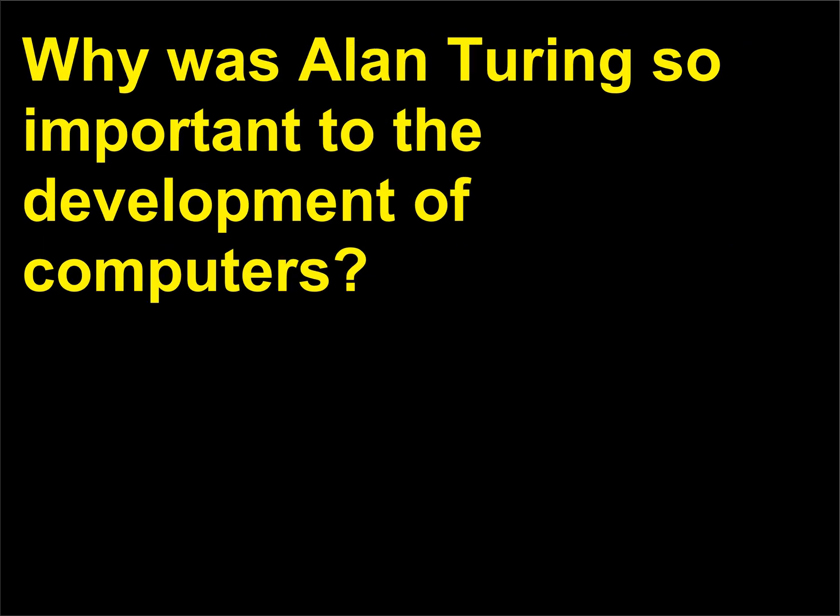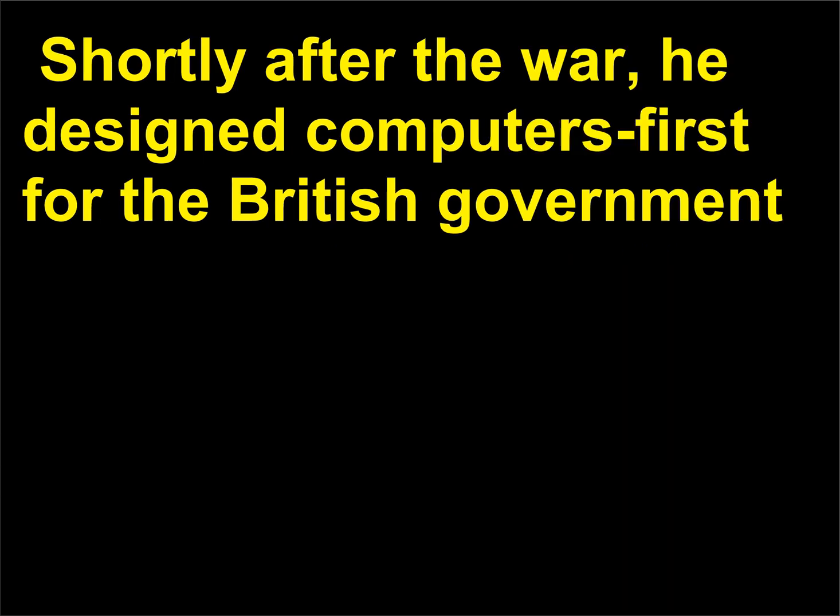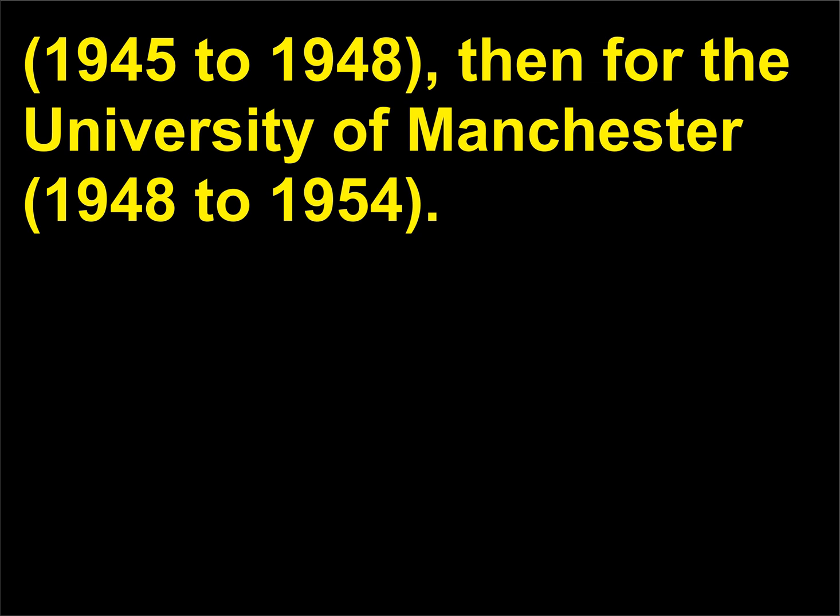Why was Alan Turing so important to the development of computers? Living in his native England during World War II, Alan Turing was instrumental in deciphering German messages encrypted by the Enigma cipher machine. Shortly after the war, he designed computers first for the British government, 1945 to 1948, then for the University of Manchester, 1948 to 1954.